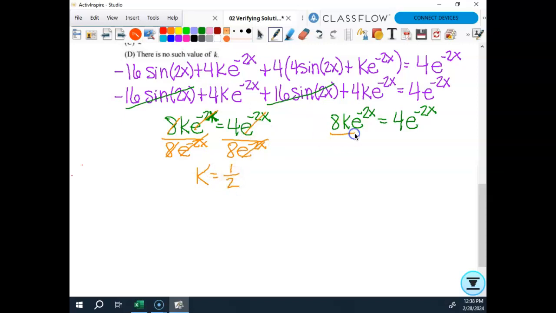I also saw where some people did this, canceled that out, so you get K times e to the negative 2x equals 1/2 times e to the negative 2x. Then you can see what K is, or you can divide here, and that's how you actually get it out of there.